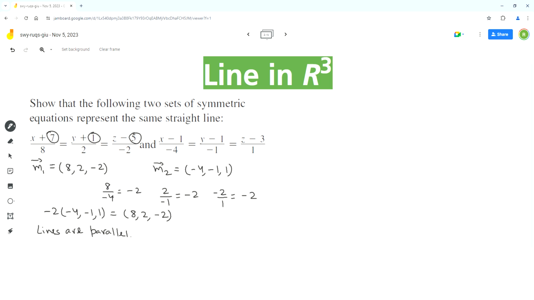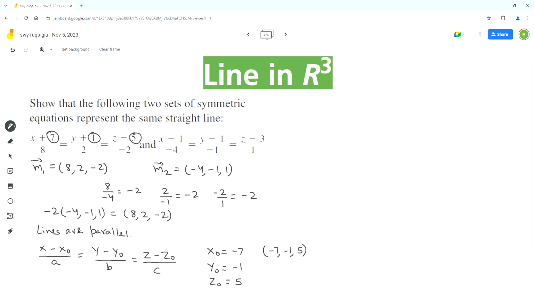The general equation of a line in symmetric form is given here. In this general equation, x naught, y naught, and z naught represent coordinates of a point that lies on the line. So if we compare the general equation with the given equation, x naught is equal to -7. So we flip the sign of the number term in the equation. y naught is equal to -1 and z naught is equal to 5. So a point that lies on that line is -7, -1, 5.